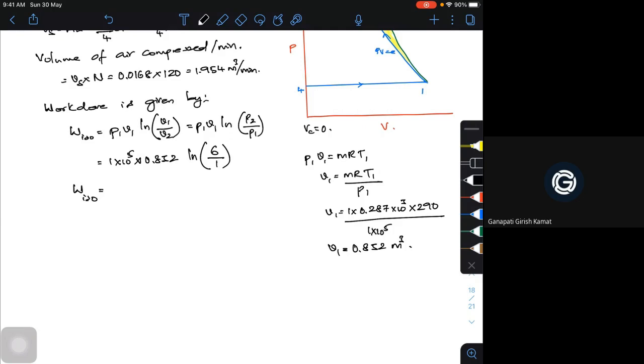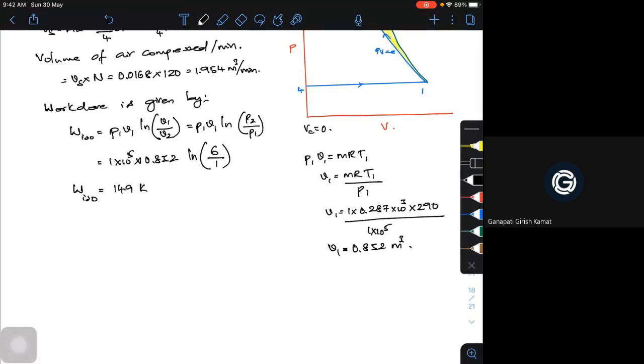If I do that, I am getting my isothermal work as 10 to the power of 5 into 0.832 into ln of 6. I am getting around 149, divided by 10 to the power of 3. 149, this is kilojoules per second or whatever it may be. Directly I am getting the power, because everything is in terms of this particular thing.